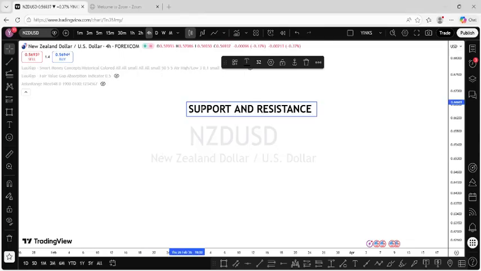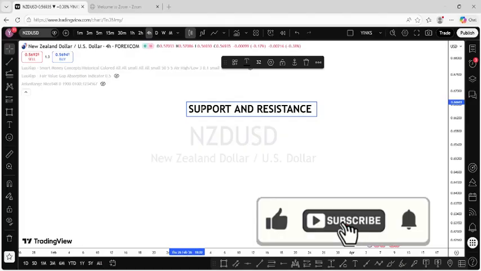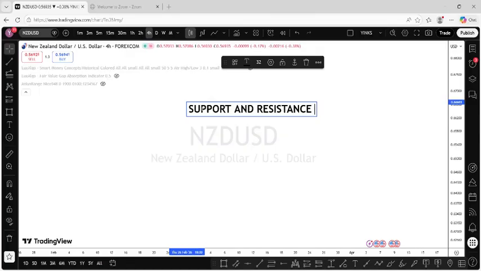When you hear the word support and resistance, try and relate whatever happens around your environment to trading, because this is one of the ways to make it easier for yourself. Do you understand? This is one of the ways to make the work easier for you. Now, when you hear the word support, what comes to your mind? Something that supports you, right?